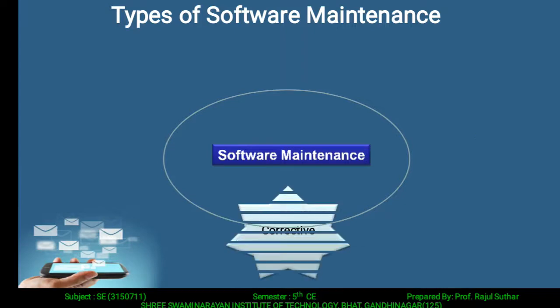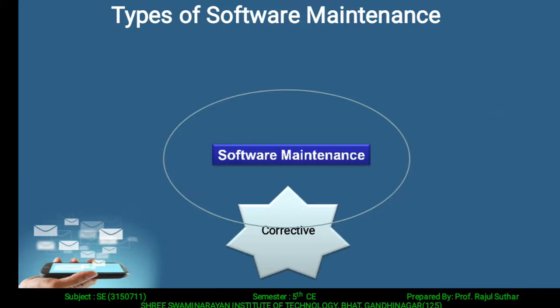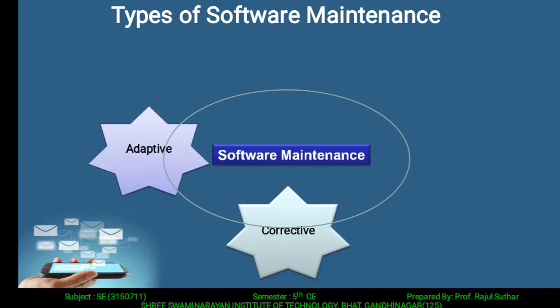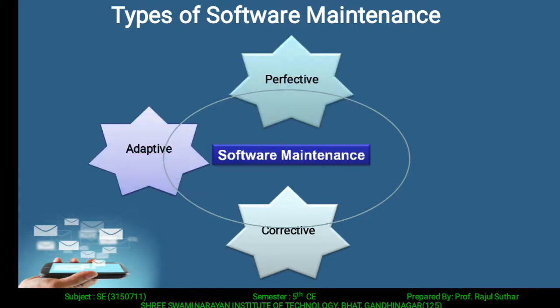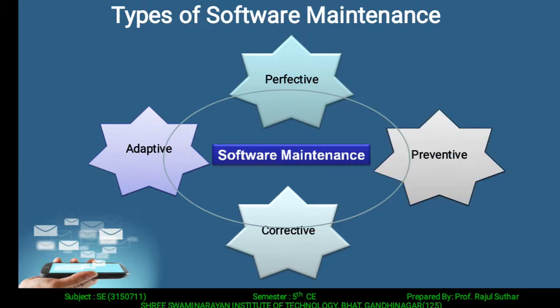So the first one is corrective software maintenance. Then the second one, adaptive. Third one, perfective, and the fourth one is preventive. So what do you mean by corrective maintenance?